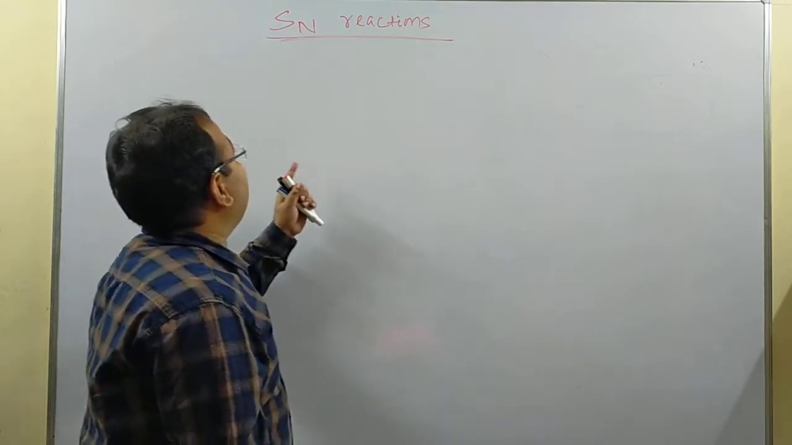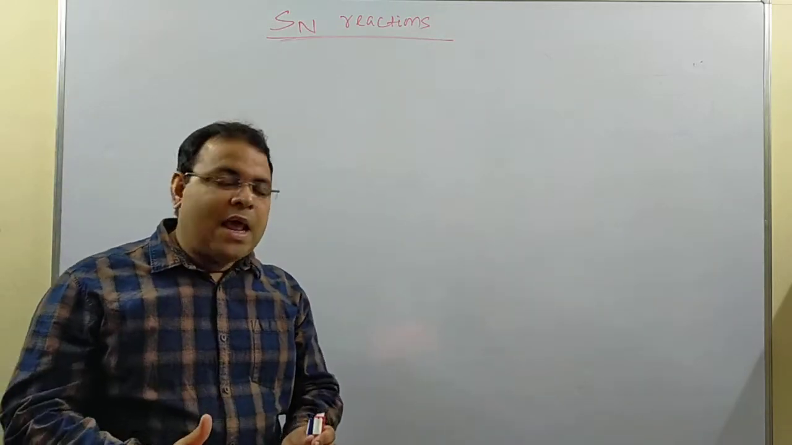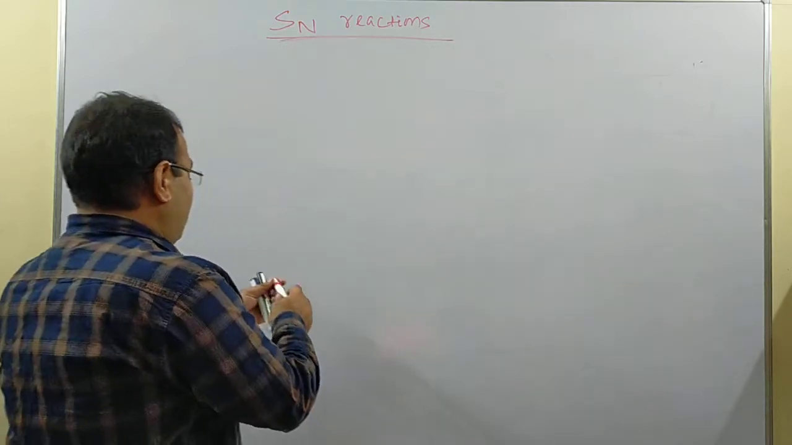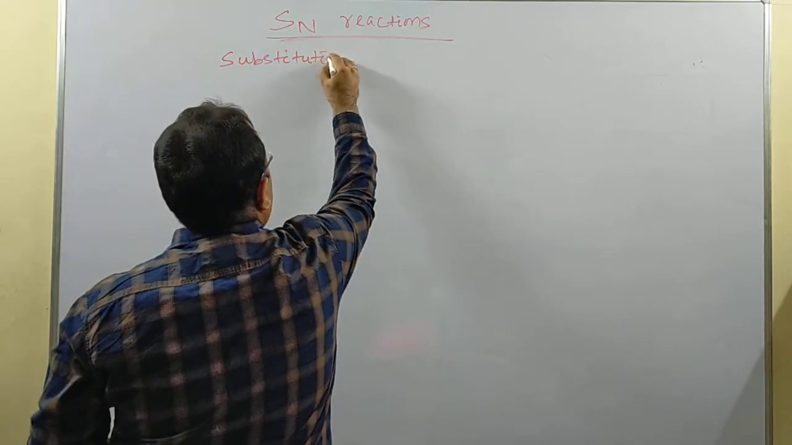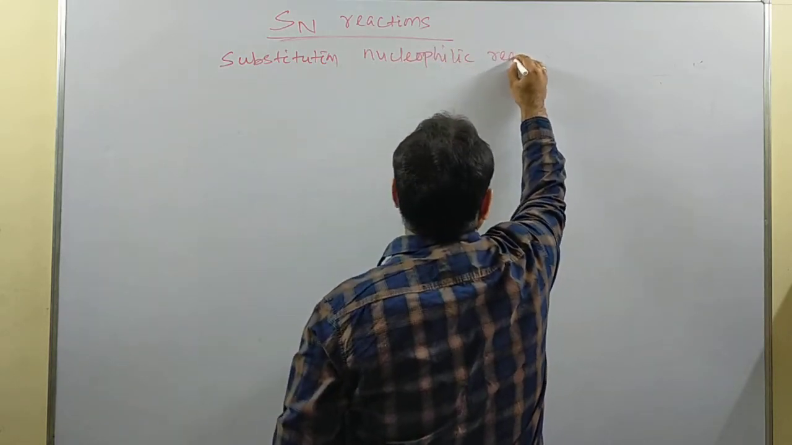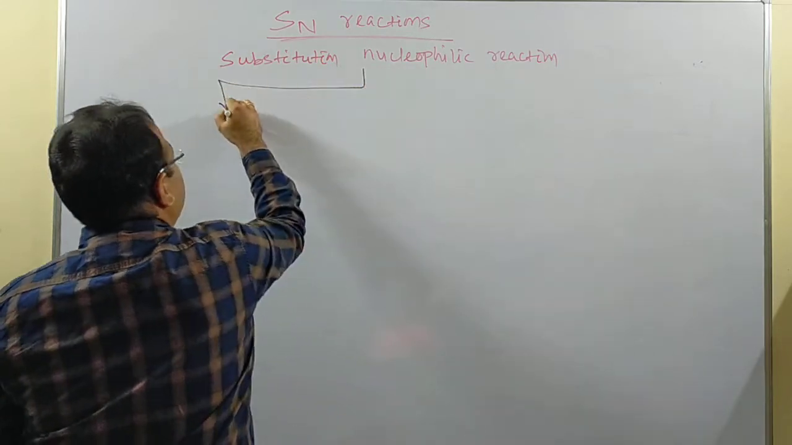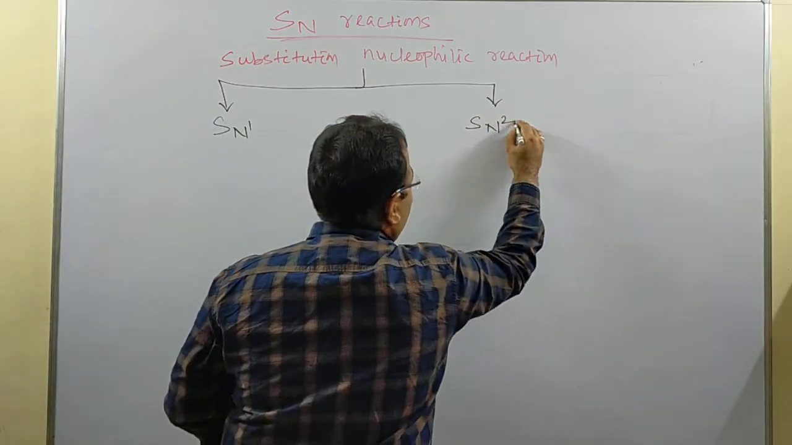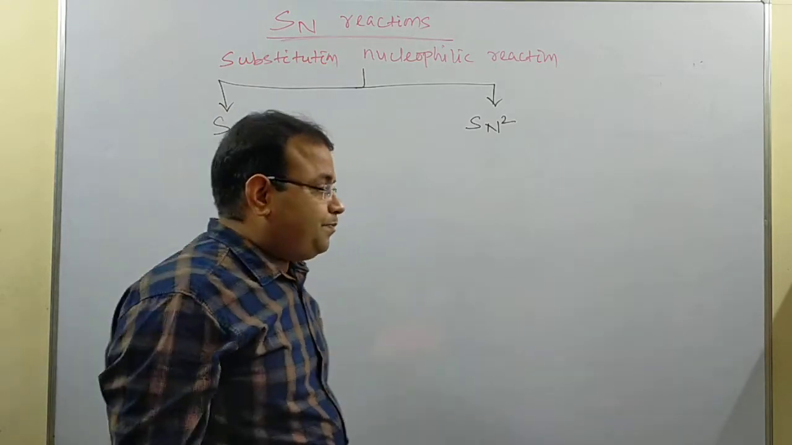Now, in this class, today we'll read about nucleophilic substitution. It means one nucleophile having more strength is replacing another nucleophile having less strength. This is known as a substitution nucleophilic reaction. It is majorly classified into two types, SN1 and SN2. And another type is SNi, which is nucleophilic substitution internal, the third one.